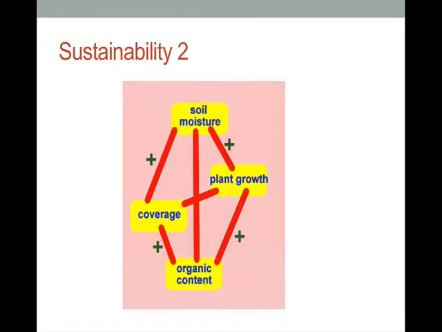Another thing to remember on sustainability is that all things are connected, and this little diagram shows how soil moisture, plant growth, organic content of the soil, and the coverage are all connected. If you interrupt any of those, so for example the plant growth, if you cut down too much, you dry out the soil, the organic content goes away, it won't hold as much moisture, it's going to shift to a much different sort of plant growth if you just disrupt one of those.